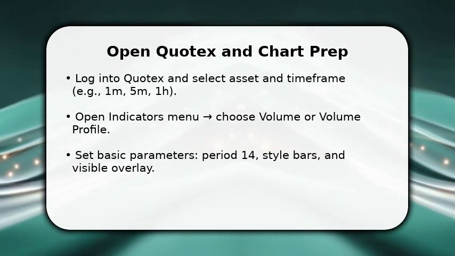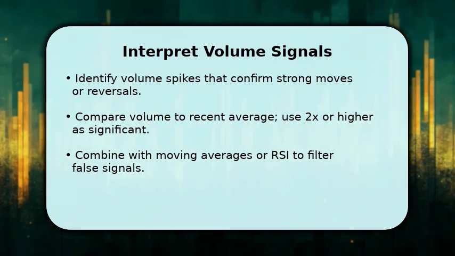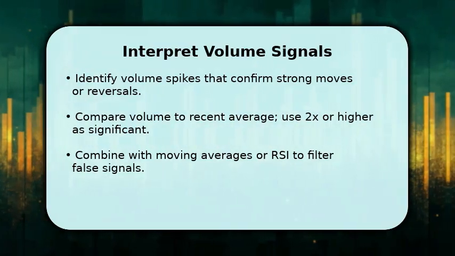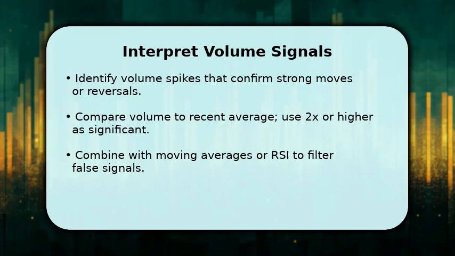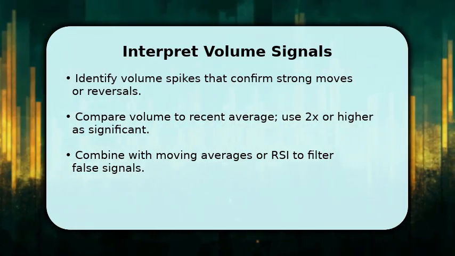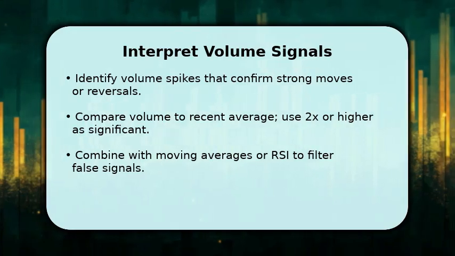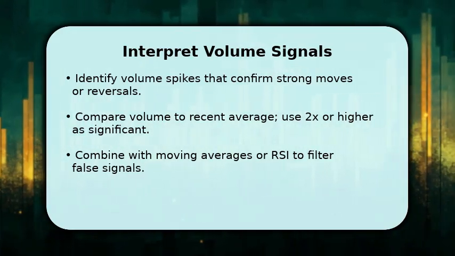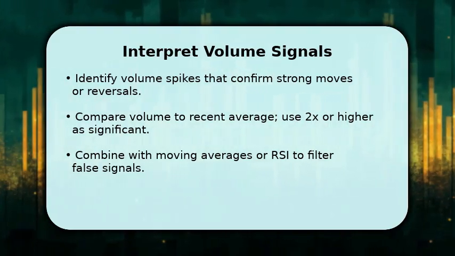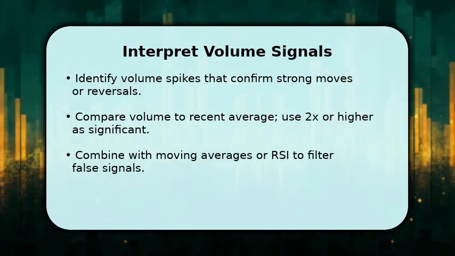Now interpret what the indicator shows. You watch for sudden volume spikes, which often confirm breakouts or signal reversals when price reacts strongly. High volume with trending candles means conviction. Make sure to compare spikes to the recent average. Treat readings 2 times or more above average as meaningful. Also, combine volume with a trend filter like a moving average or momentum tool, such as RSI, to avoid false signals. This layered approach reduces noise and improves trade quality.